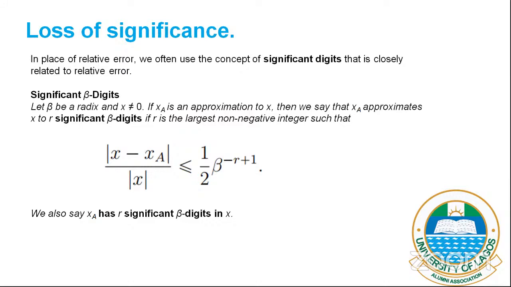Now, if xa is an approximation to x, then we say that xa approximates x to r significant beta digits if r is the largest non-negative integer such that this holds. So what this is saying is, we are trying to look at the relative error that we have talked about. Don't forget that relative error is absolute error over the actual value.